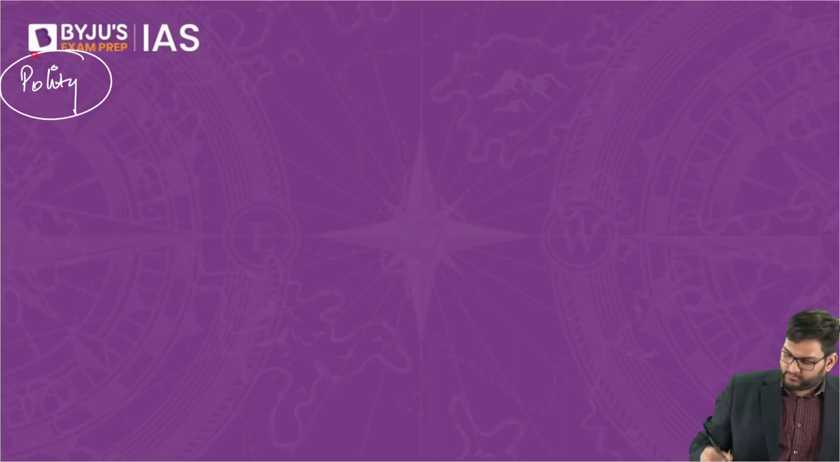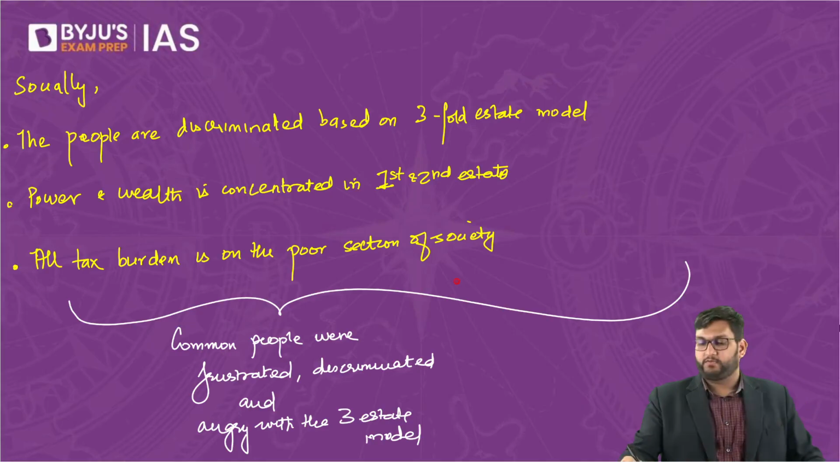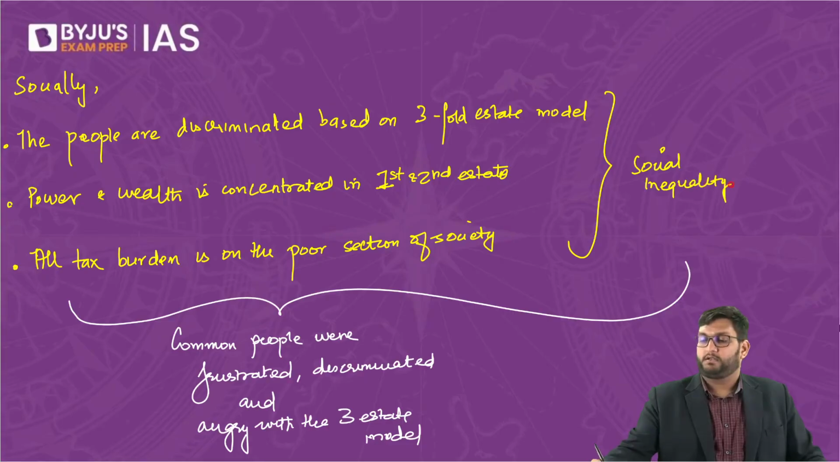Now let's talk about polity. If you're writing, yes sir, you have to tell me which aspect. Yes, political inequality, you can say, or rather social inequality, poverty.